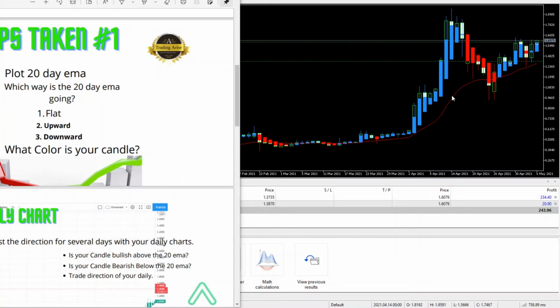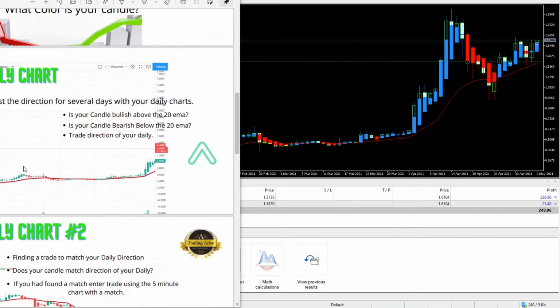As long as we're above this 20-day EMA, we're in an uptrend. And of course, we will naturally have market pullbacks. But if you always trade the direction of the cash flow, your win ratio will be really like 85%. Okay, once you have your daily plotted out, in this example, we have an uptrend, like here. This is a live chart. We're $251 in profit right now.